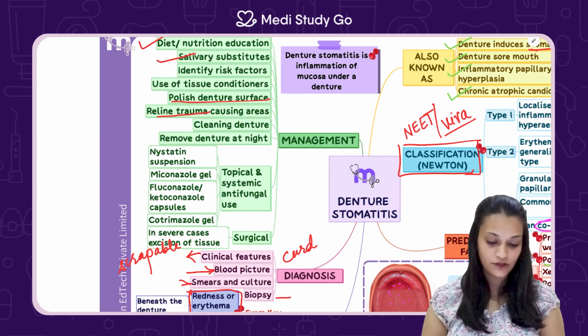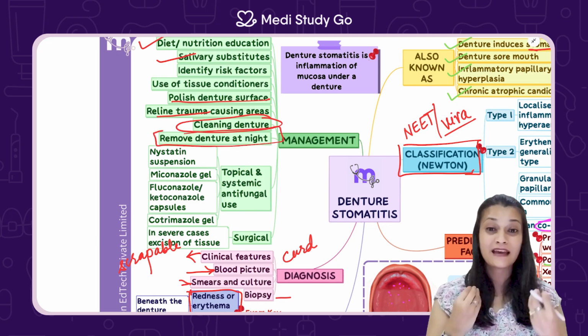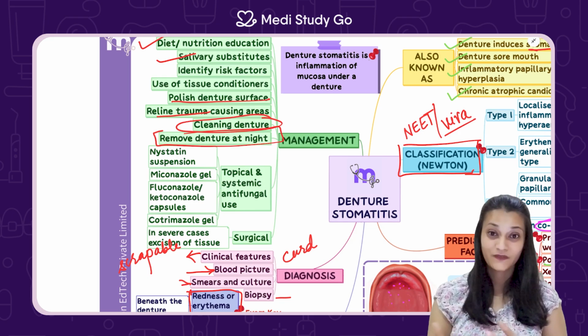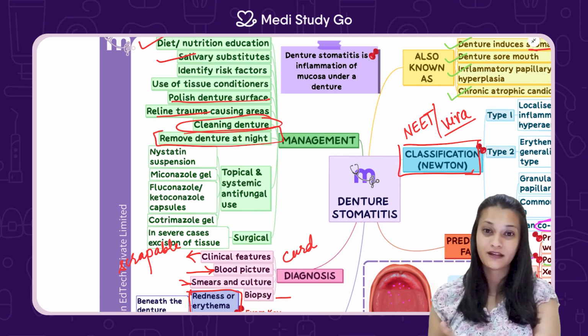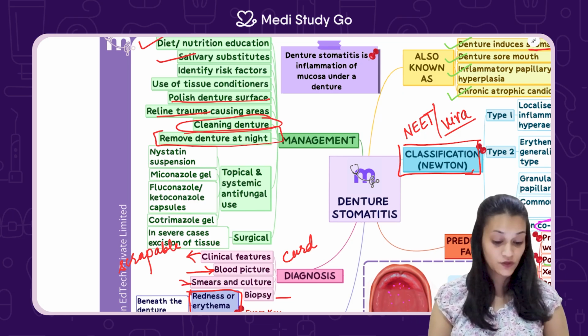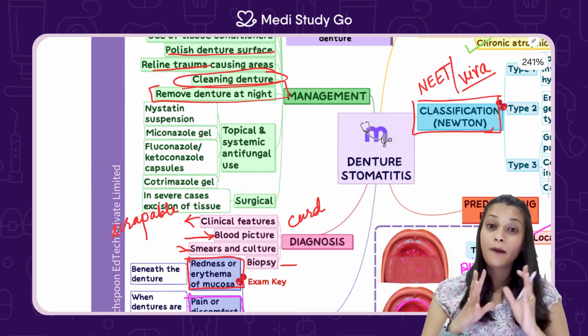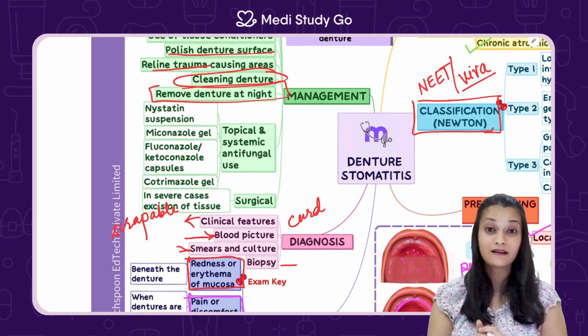And then obviously you need to instruct them to clean the dentures, especially remove them at night. No wearing at the time when the salivary stimulation is so low. Correct? The salivary stimulation decreases at night. Why do you want your dentures to be in the mouth in that area that does not have saliva? So do that. Now, apart from the local management, you did everything that you could do with your oral cavity.